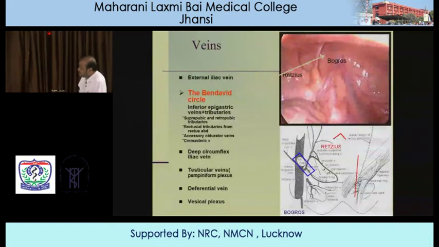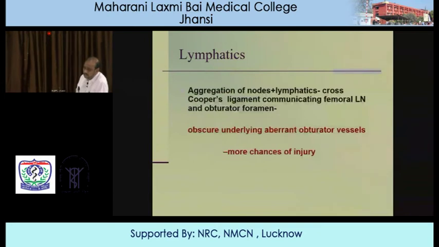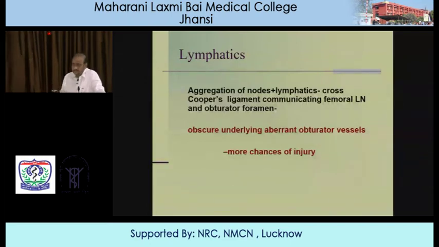The lymphatics are not so important, but the thing is that they may be obscuring an underlying aberrant vessel, and that is more important when you do a laparoscopic iliac lymphadenectomy. When you're doing that, you have to be very careful that you don't have an underlying vessel. That's very important. So they may be obscuring an underlying vein, and the moment you damage that vein, of course you can imagine what's going to happen. Right?